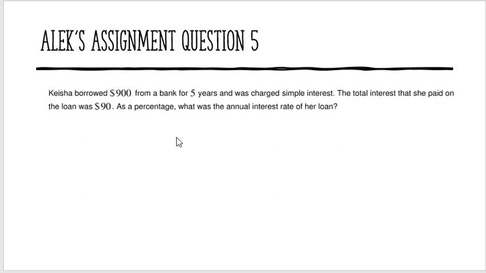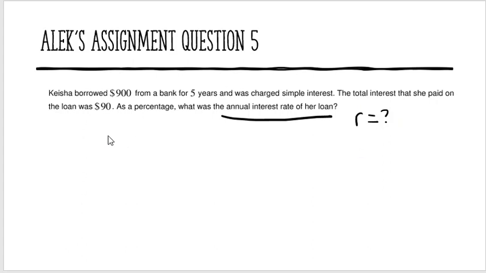Okay, let's look at another one where you have to solve for something other than the simple interest. Okay, this is like question number 5 on your assignment. Keisha borrowed $900 from a bank for 5 years and was charged simple interest. The total interest that she paid on the loan was $90. As a percentage, what was the annual interest rate of her loan? Okay, so the thing that we don't know here is the R.